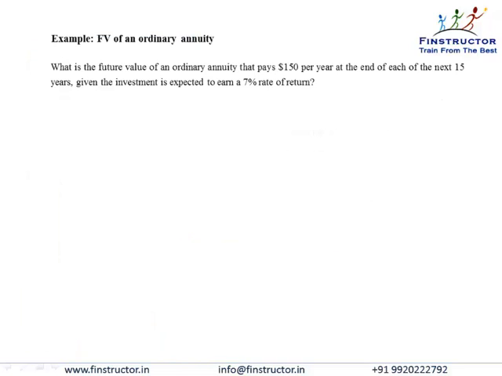Now guys, whenever we hear the term ordinary annuity, remember it's an annual set of payments coming at the end of periods, or coming at the end of the year. So an annuity means a payment every year, and ordinary means that the payment is coming at the end. So what is the future value of an ordinary annuity that pays $150 per year at the end of each of the next 15 years, given the investment is expected to earn a 7% rate of return, or the discount rate is 7%.